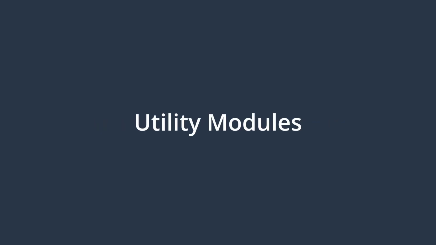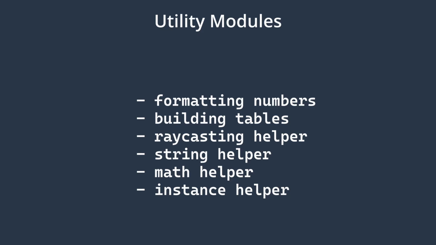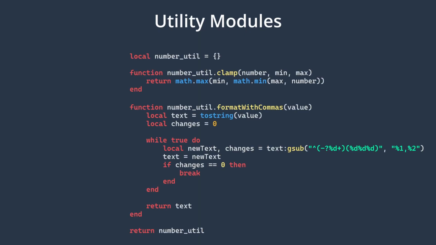Next, we have utility modules. These are helper modules. They don't own a game system, they just provide reusable functions. For example, some functions you might need to reuse multiple times. Formatting numbers, building tables, a raycast helper, a string helper, a math helper, or an instance helper. Here's an example of a number utility module that you could use that would have some functions that you'd regularly find yourself reusing. So if you find yourself doing the same thing over and over again with the same function, you could turn it into a utility module that has reusable functions for other systems to use, and just to help automate some of the process of scripting.